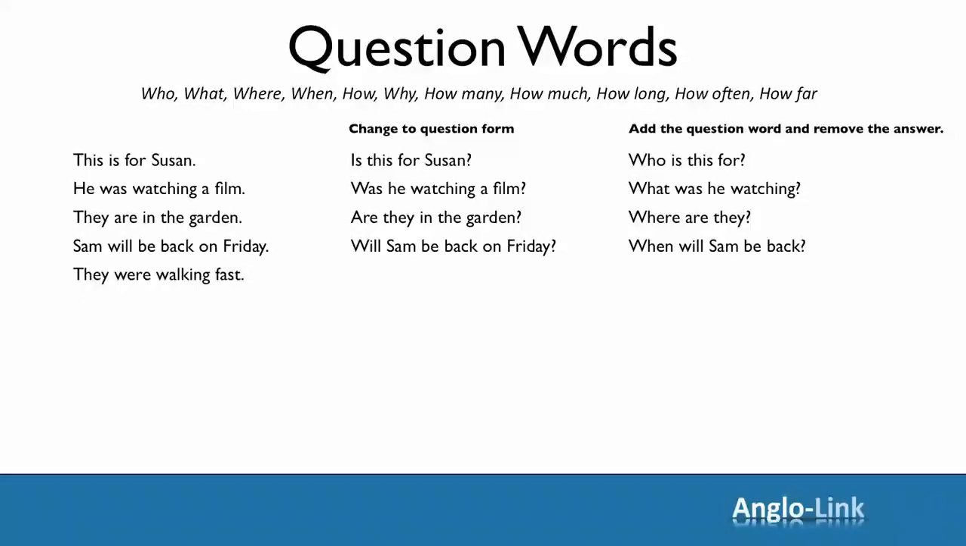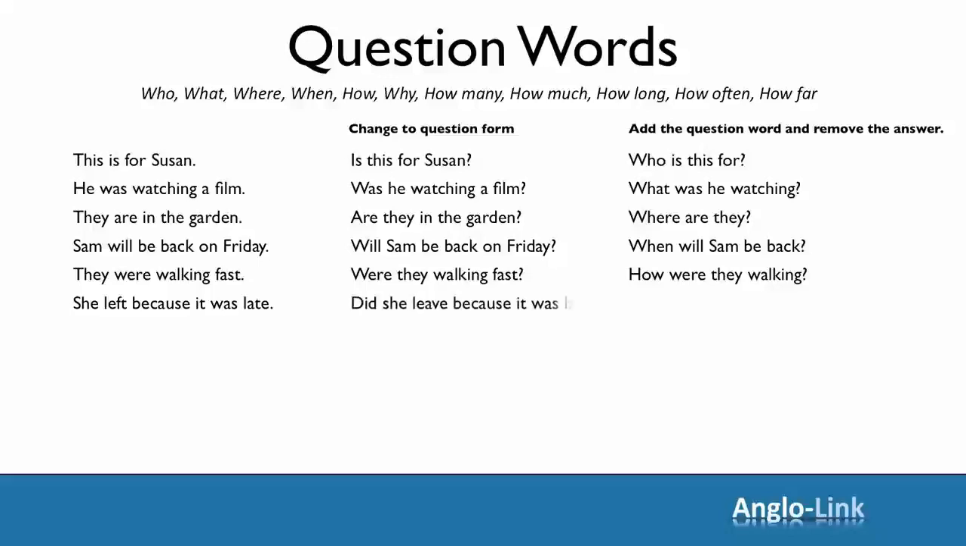They were walking fast. Let's change the question form and then add how. Were they walking fast? How were they walking? She left because it was late. Let's ask why. Correct. Change the question form. Did she leave because it was late? And now remove the answer. Why did she leave?